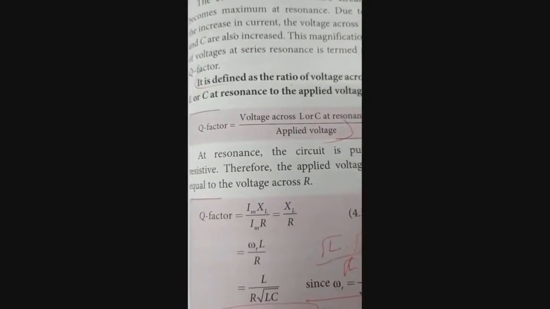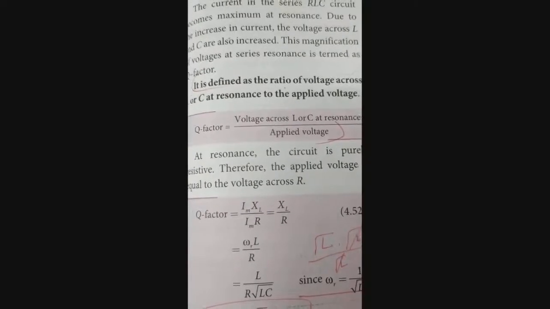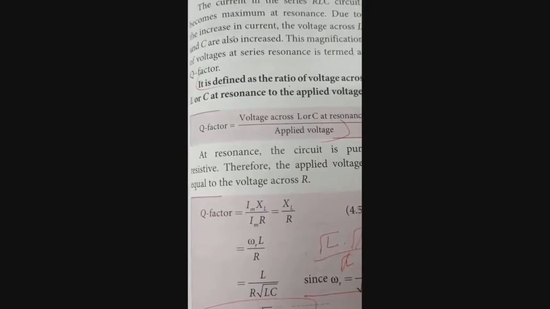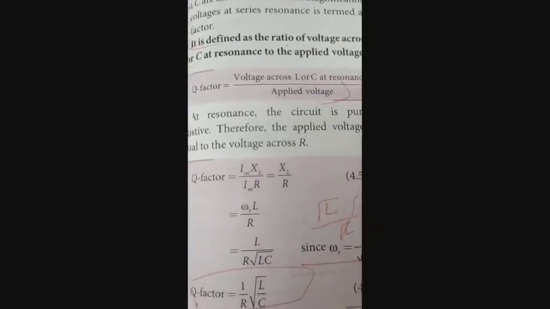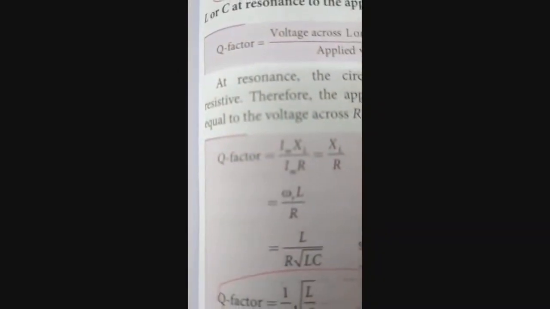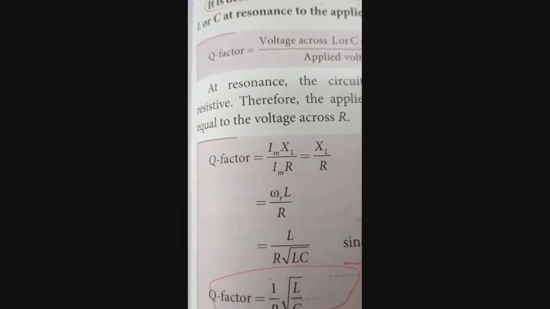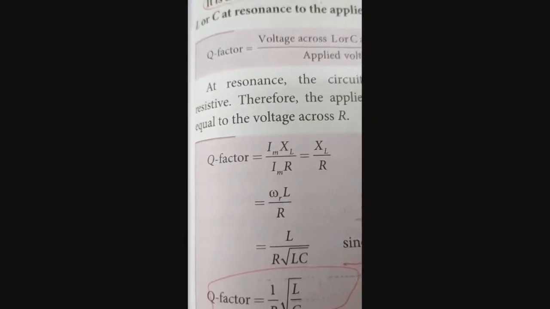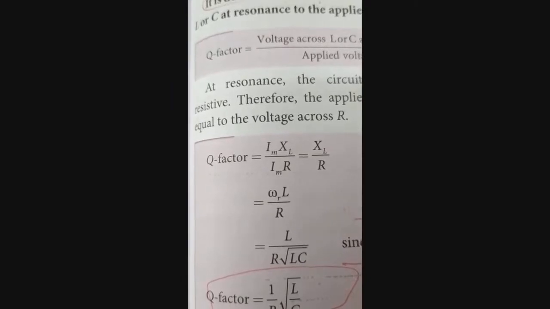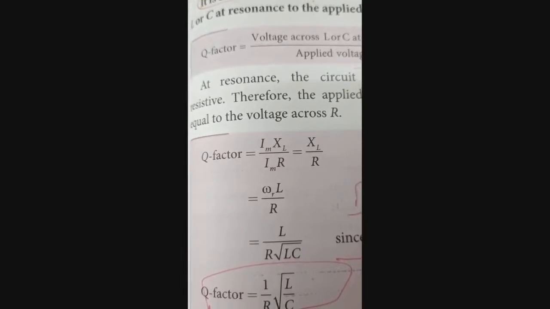So here the Q factor equation is voltage across L or C at resonance divided by applied voltage, because the voltage will increase so many times. When you see the Q factor, what is voltage across L? That is given by ImXL divided by ImR. You already know XL is nothing but inductive reactance, and since voltage V is equal to IR, we are substituting ImXL divided by ImR. Im gets cancelled, so XL by R.